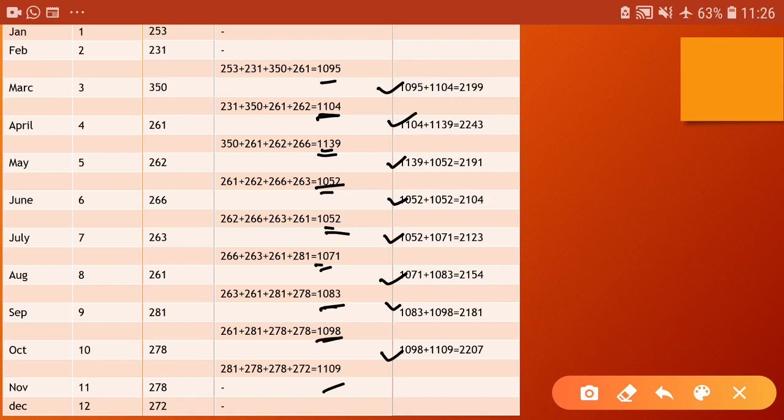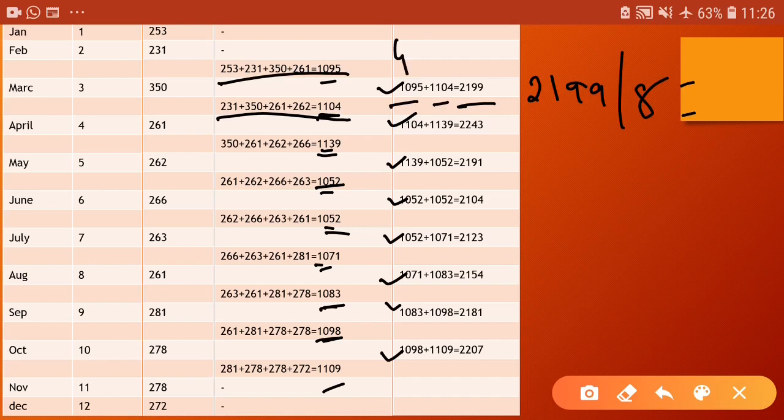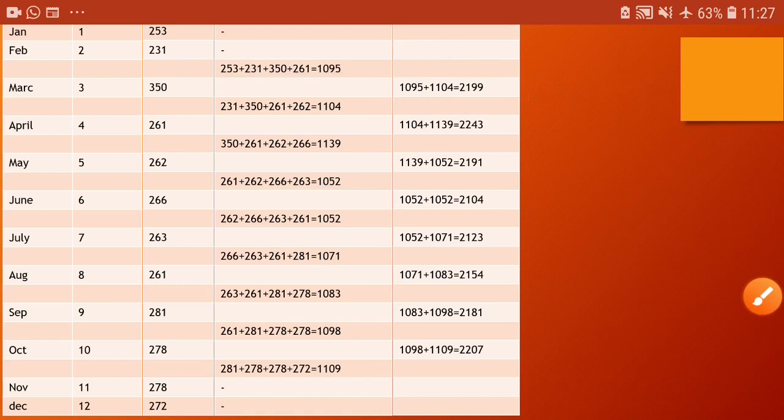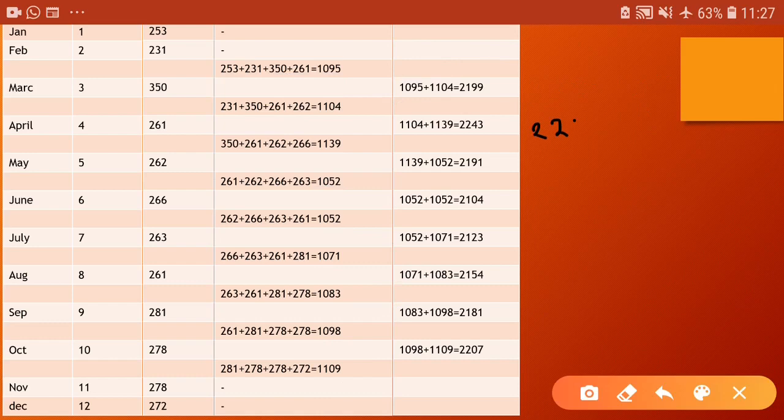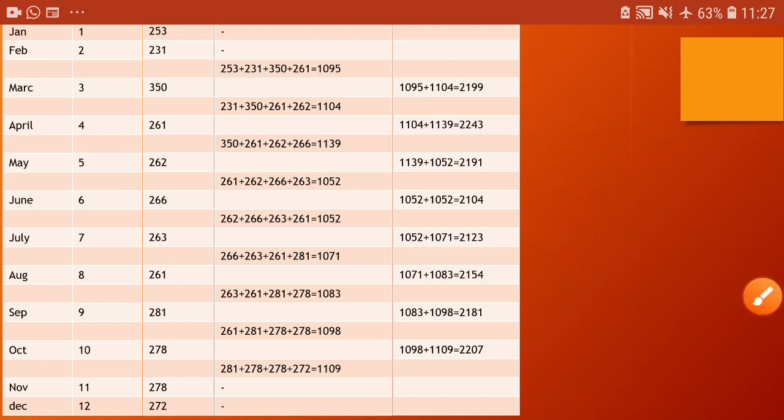Now this is the pairwise total, and I explained by which number we will divide it. We will divide these by 8. Why 8, sir? Because this 2199 is the total of 1095 and 1104. 1095 is the total of 4 years and 1104 is the total of 4 years. So total of 4 years plus total of 4 years is total of 8 years. So you need to divide it by 8. The same way 2243, 2191, 2104 and 2154 you will be dividing by 8.